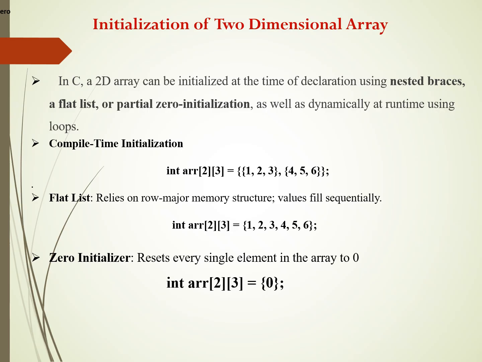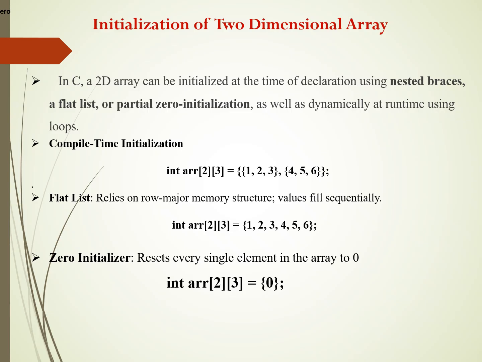In the previous slide, we learned how to declare a two-dimensional array. Now let's understand in this slide how to initialize the array. Initialization means assigning values to the elements of a two-dimensional array. In C, this is usually done at the time of declaration. There are different ways to initialize a two-dimensional array, such as using opening and closing curly braces, a flat list, or zero initialization. The first method is compile time initialization.